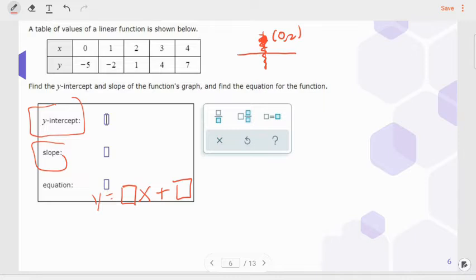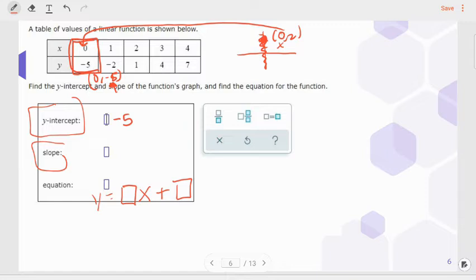Well, it was the x value. So I'm going to my table to find where that x value is 0. This right here is the ordered pair that's going to tell me what my y-intercept is. My y-intercept is the y value, so -5.